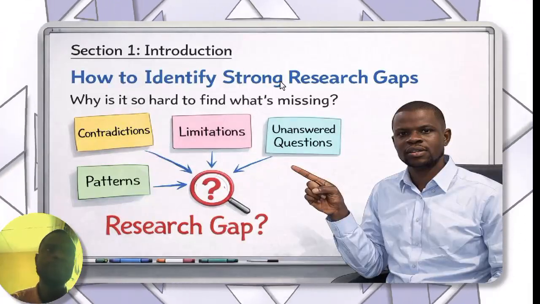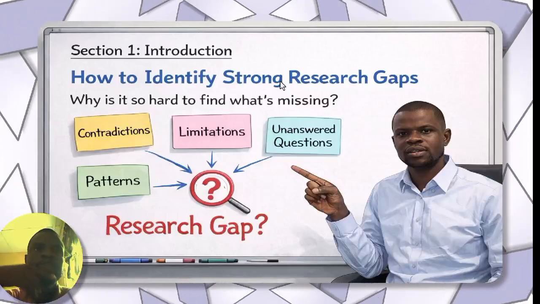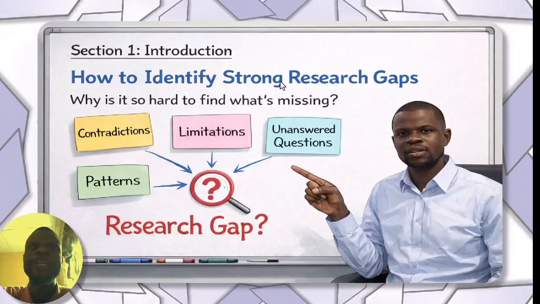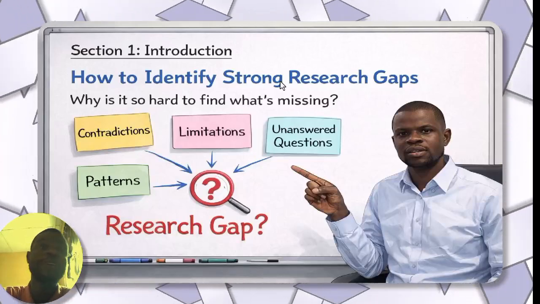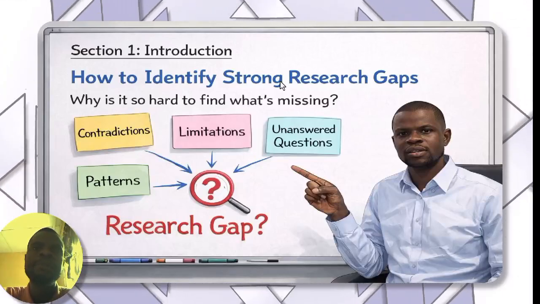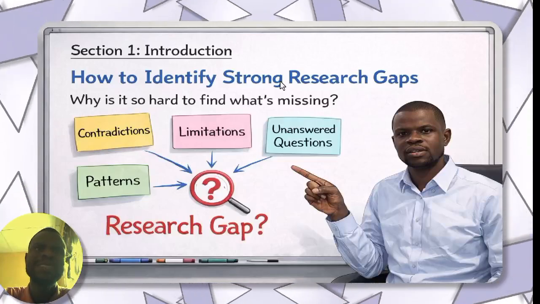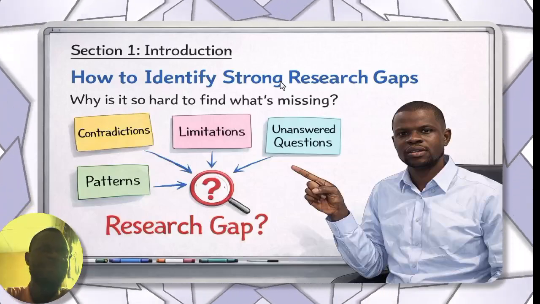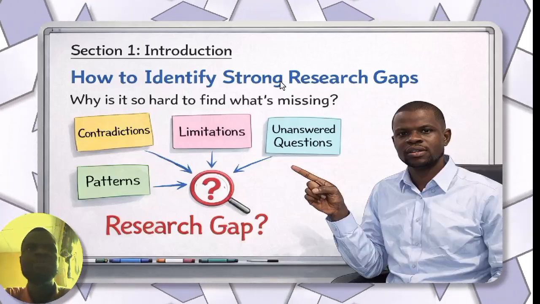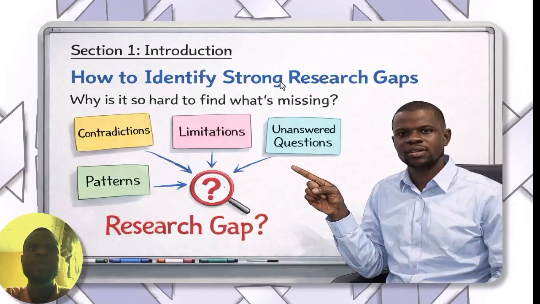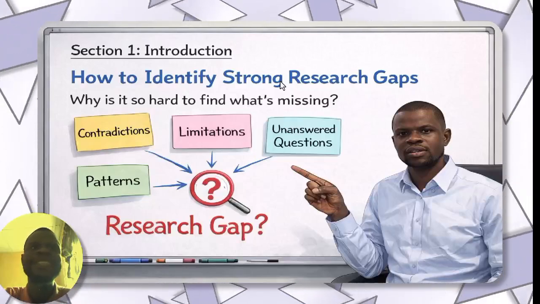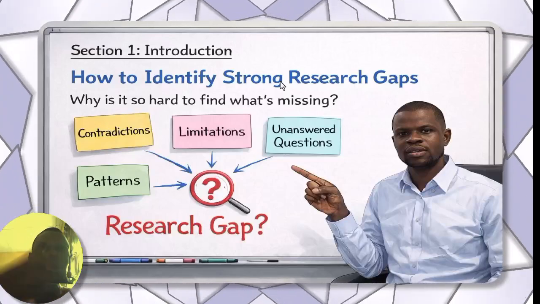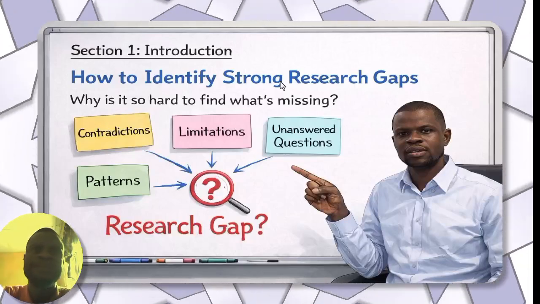So in today's video, we'll be discussing how to find a strong research gap for your thesis or research paper. One of the hardest parts of academic research is finding a strong research gap. Many PhD students spend several months reading journal articles, yet they still struggle to know what is actually missing in the literature. The problem is that research gaps are not usually obvious. Most of the time, they are hidden inside patterns, contradictions, limitations, and unanswered questions across multiple studies.